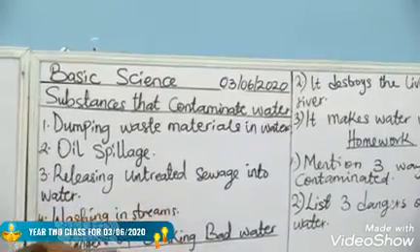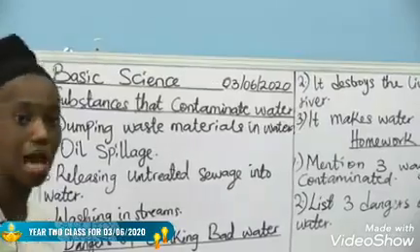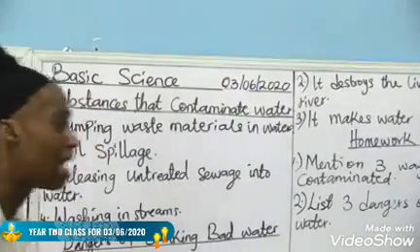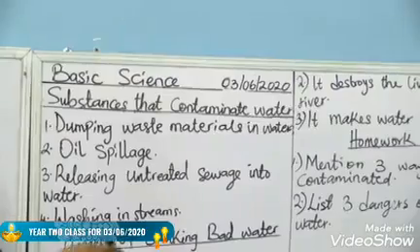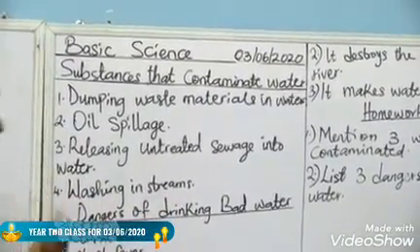Releasing untreated sewage into water. There are some untreated sewage that are being released into water, and when they are being released into the water, they will still kill things inside the water or contaminate it and make it unfit for drinking or use.